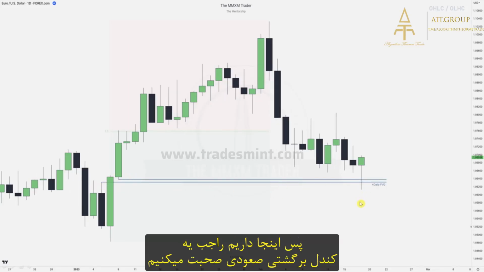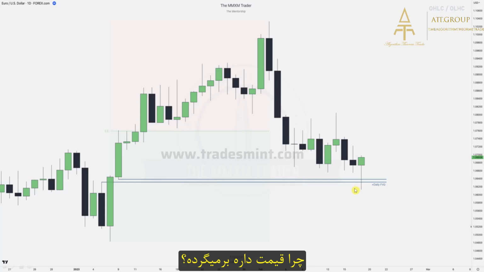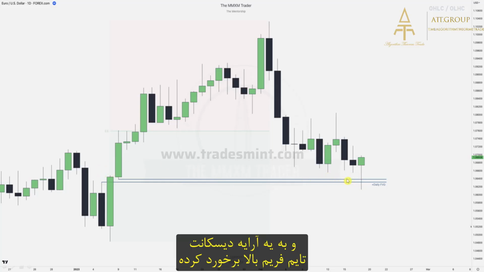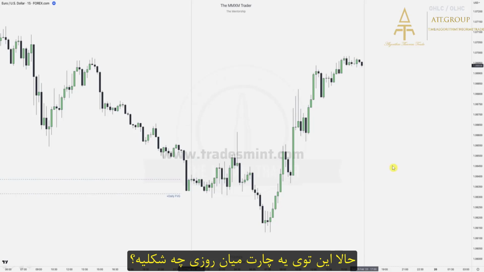So we're going to be talking about a bullish reversal candle right now, and we can already see it's forming down here. And why are we reversing? Because we took out sell side liquidity, right? And then we're hitting a higher time frame discount array. Now, how does that look like on an intraday chart?